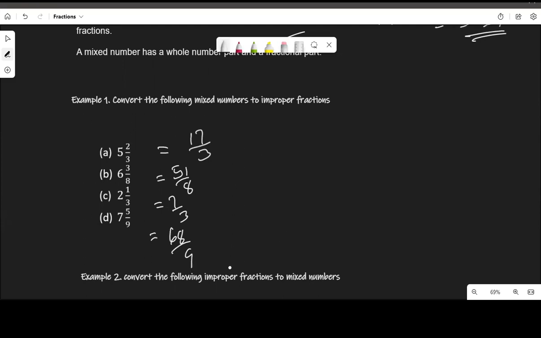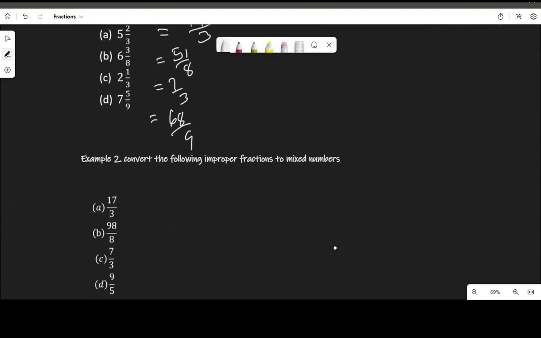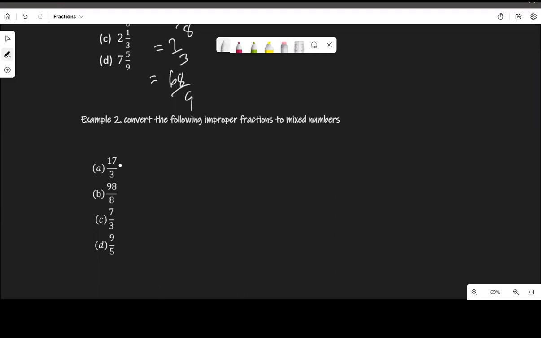Now, the next one is to convert improper fractions to mixed numbers. How do we convert improper fractions to mixed numbers? We divide the number up, which is the numerator, by the denominator. Write the answer as a whole number. Then the remaining part is written as a fraction again. What do I mean? This 17 over 3. We know that 17 divided by 3 goes 5 times. That is 5 times 3 is 15. 15 plus 2 is 17. So you can see, meaning 17 divided by 3 can go in 5 times, remainder 2.